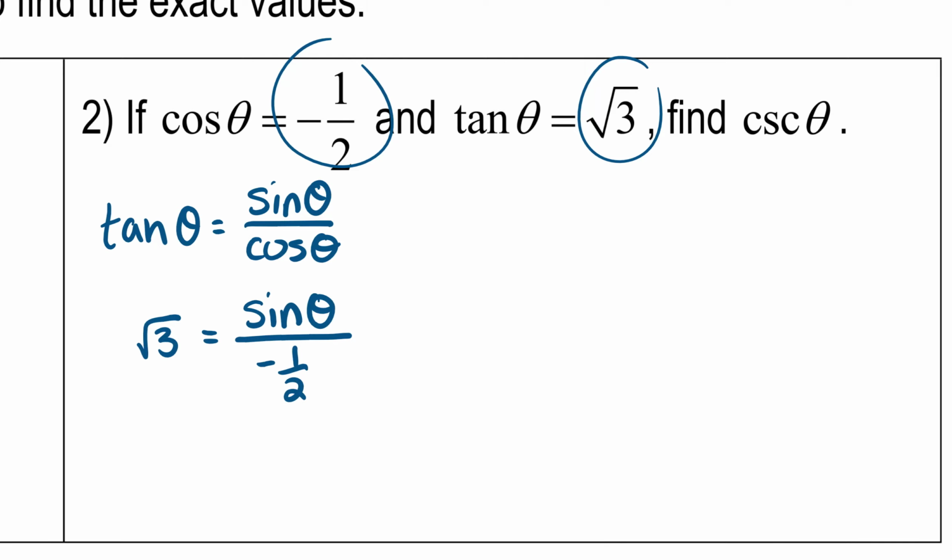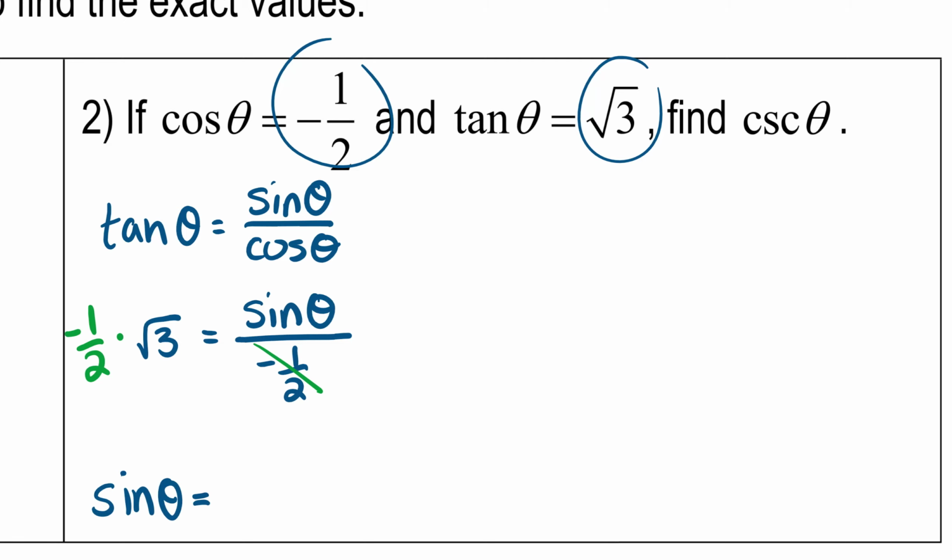Okay, if I want sine, since sine is on the top of my fraction, all I simply have to do to get rid of negative 1/2 or to move it is multiply by negative 1/2. Because I'm dividing by negative 1/2, the opposite operation to move it to the other side of the equal sign is multiply. So that gives me, I'm going to go ahead and just write sine theta first, because it's the same thing as writing x equals, you're solving for x.